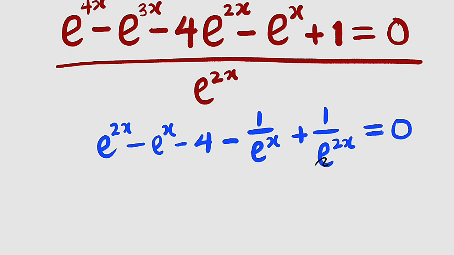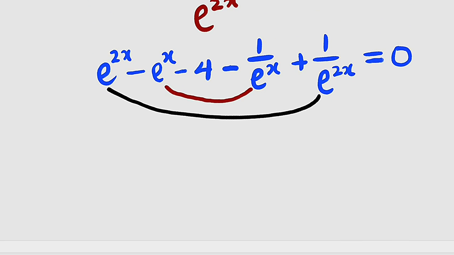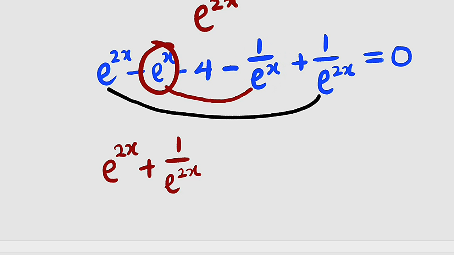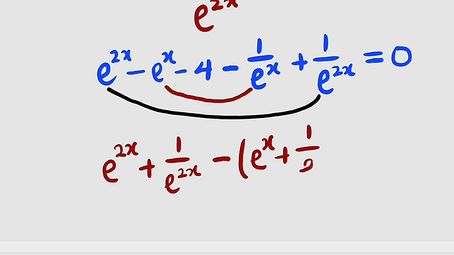Now, I want us to connect these two together, and also these two together. So let's do that. We have e^(2x) plus 1 divided by e^(2x). Then we have this one and this one together. Let me factor out the negative sign. Inside we have e^x plus 1 divided by e^x. Then remember we have minus 4, the whole of this equal to 0.